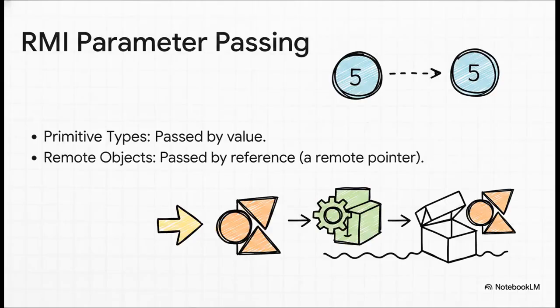Now, this is where RMI gets really interesting. It's in how it handles the data you send with the call. So for simple things like numbers, it just passes a copy. We call that pass by value. But check this out. If you pass another remote object, RMI is smart. It doesn't copy the whole thing. It just passes a reference, like a pointer to it. And for just a regular local object, it can actually make a complete copy of it, freeze its state, and send that whole thing across the network. That cool process is called serialization.